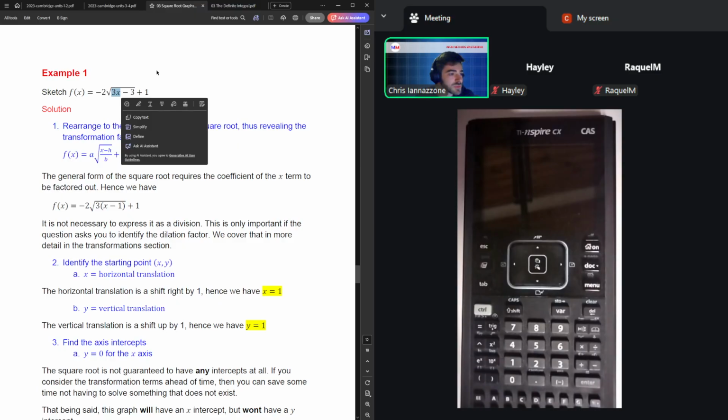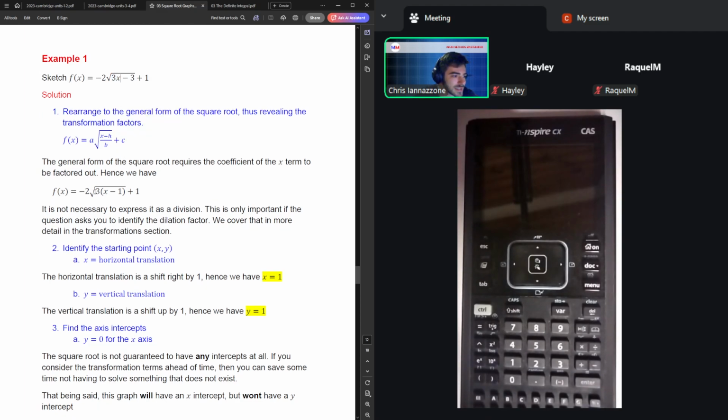The main issue is going to be this dilation factor on the x specifically. So the only thing that's going to matter the most here is taking that out as a common factor.